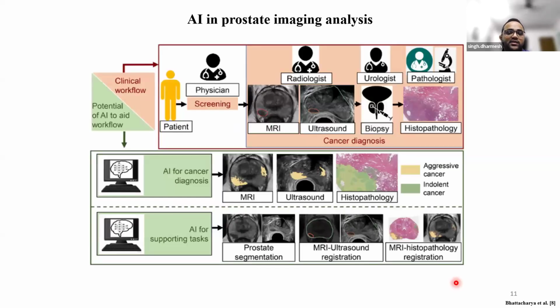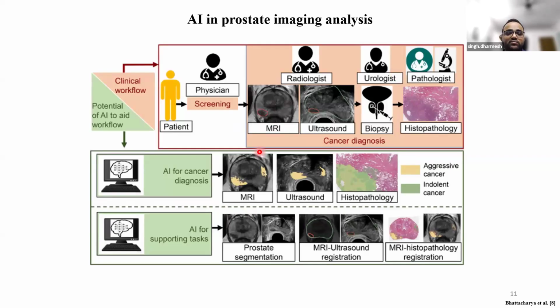So this slide summarizes the current overall clinical workflow for prostate cancer diagnosis, and how AI can be integrated to support and improve it. At the top, you can see in the red box, the conventional clinical workflow. This is a conventional method.